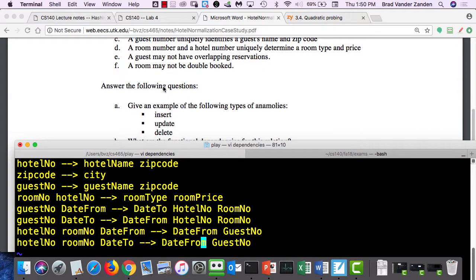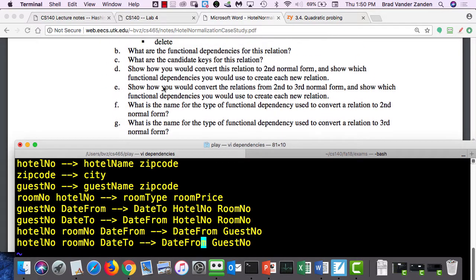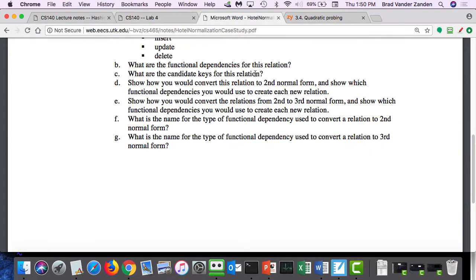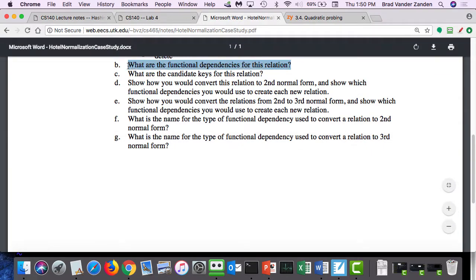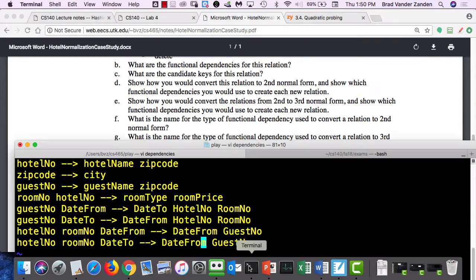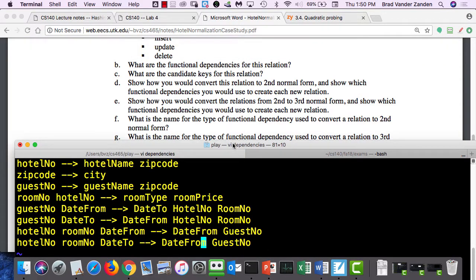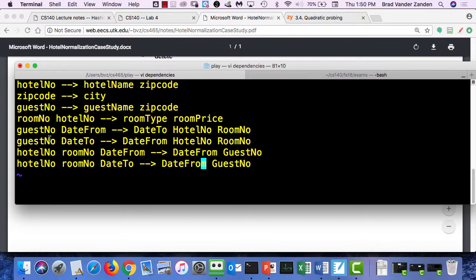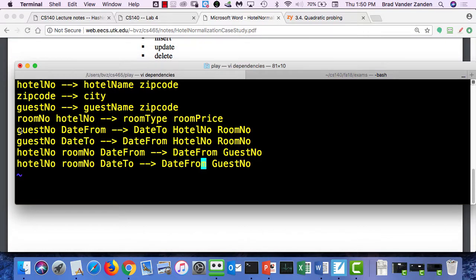Okay. So then I'm starting, so in order to do normal form stuff, you have to know two things. You need to know what are the functional dependencies, and you need to know what are the candidate keys. Actually, what you need to know is what is the primary key. Okay? Now, I've already told you what the primary keys are, but you could have gotten them from these dependencies.